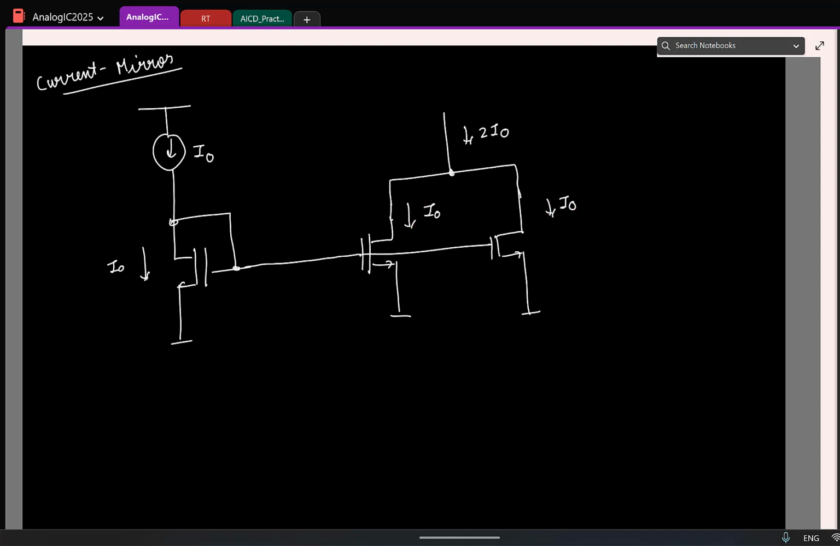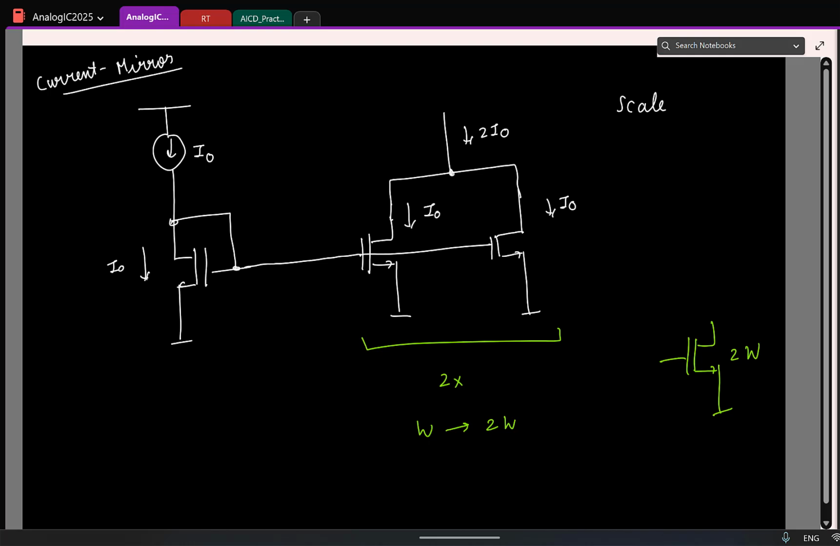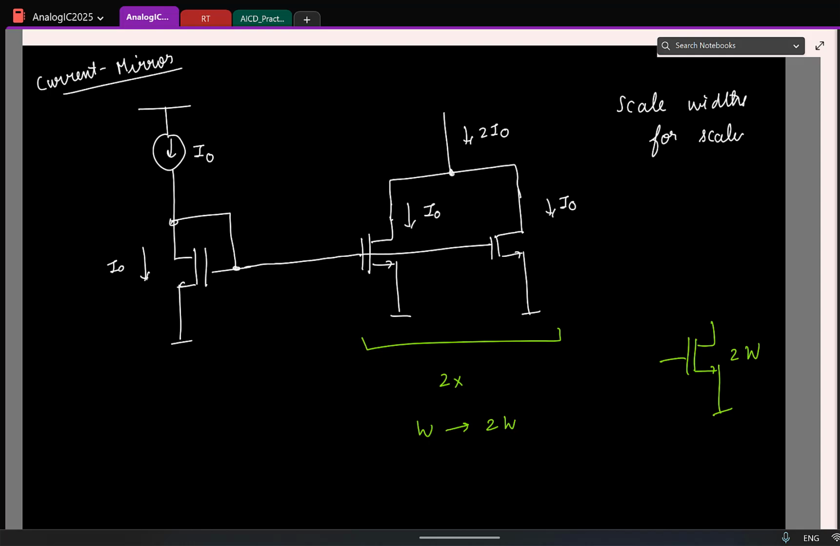So it turns out, having 2 transistors in parallel is equivalent to doubling the width of the transistor. That is, the width becomes 2 times W. What I am saying is, instead of having 2 transistors in parallel, in principle you can have a single transistor whose width is 2 times W. So in general, if you want to scale currents, you basically scale the widths. So scale widths for scaling currents, because as you see, this is something fundamental, right?